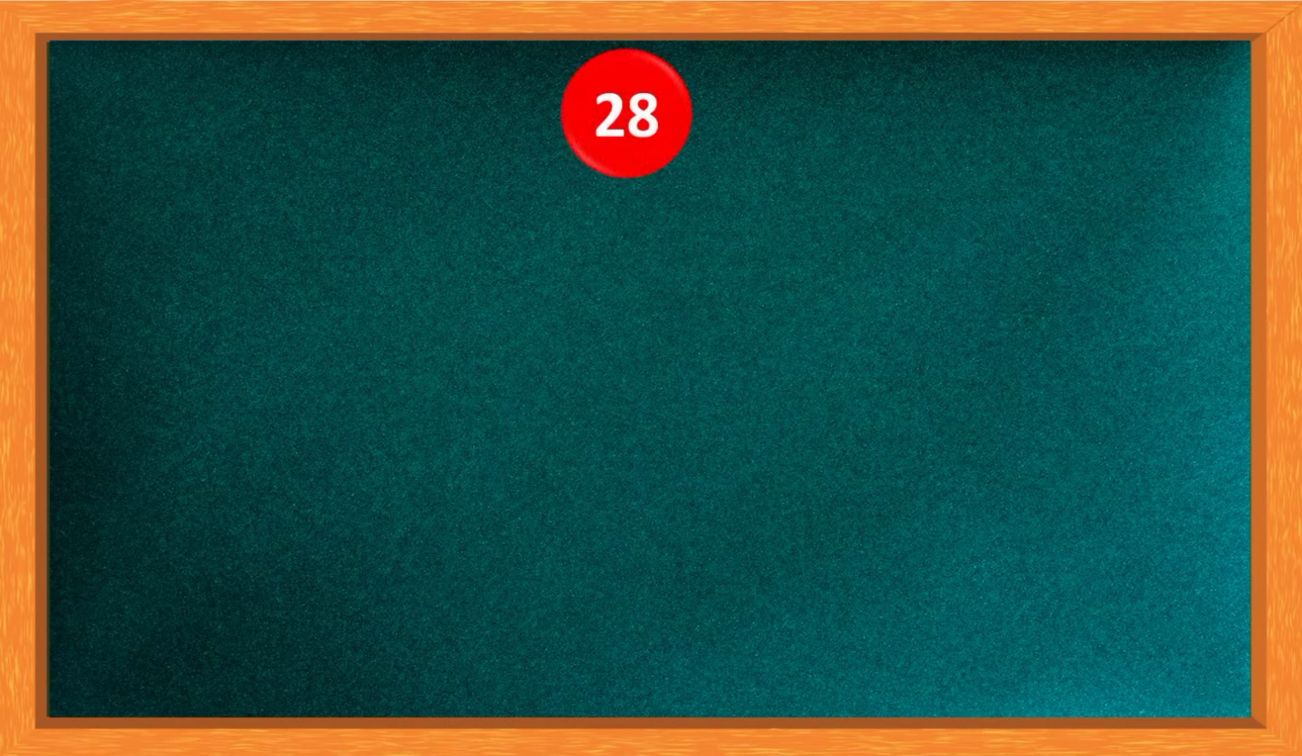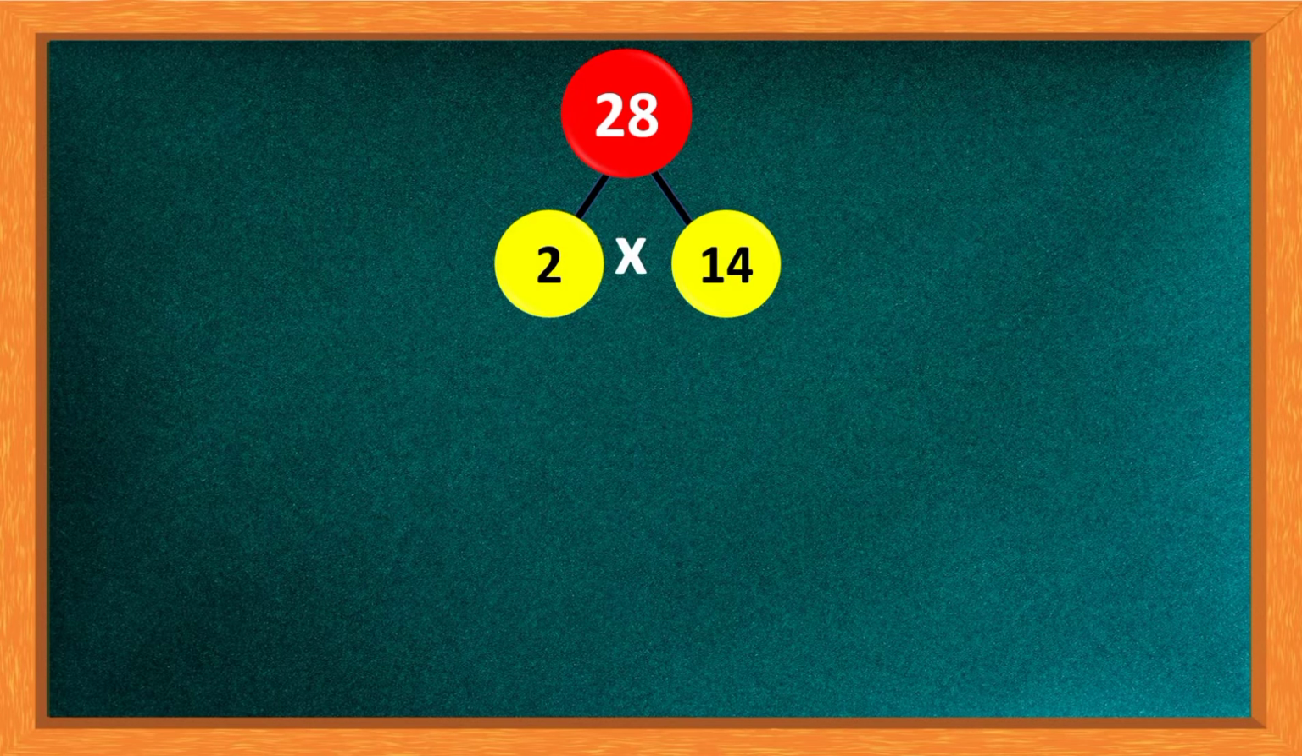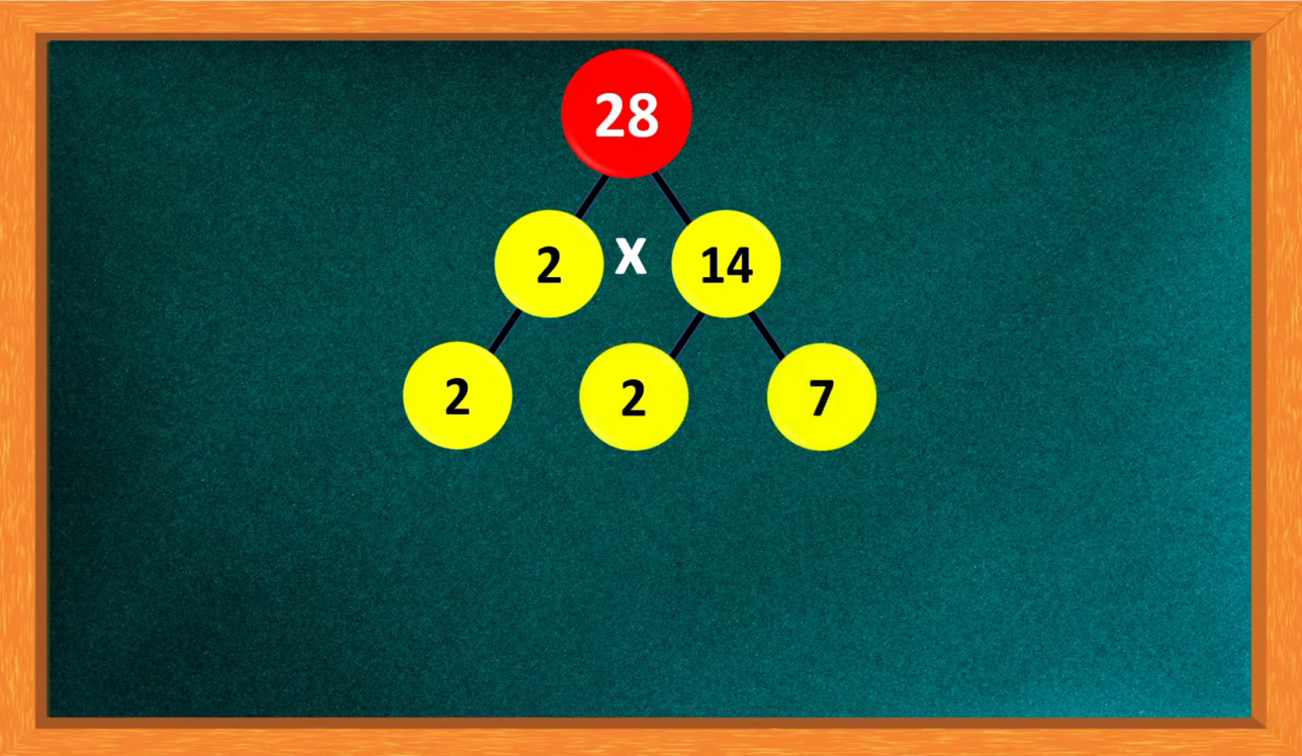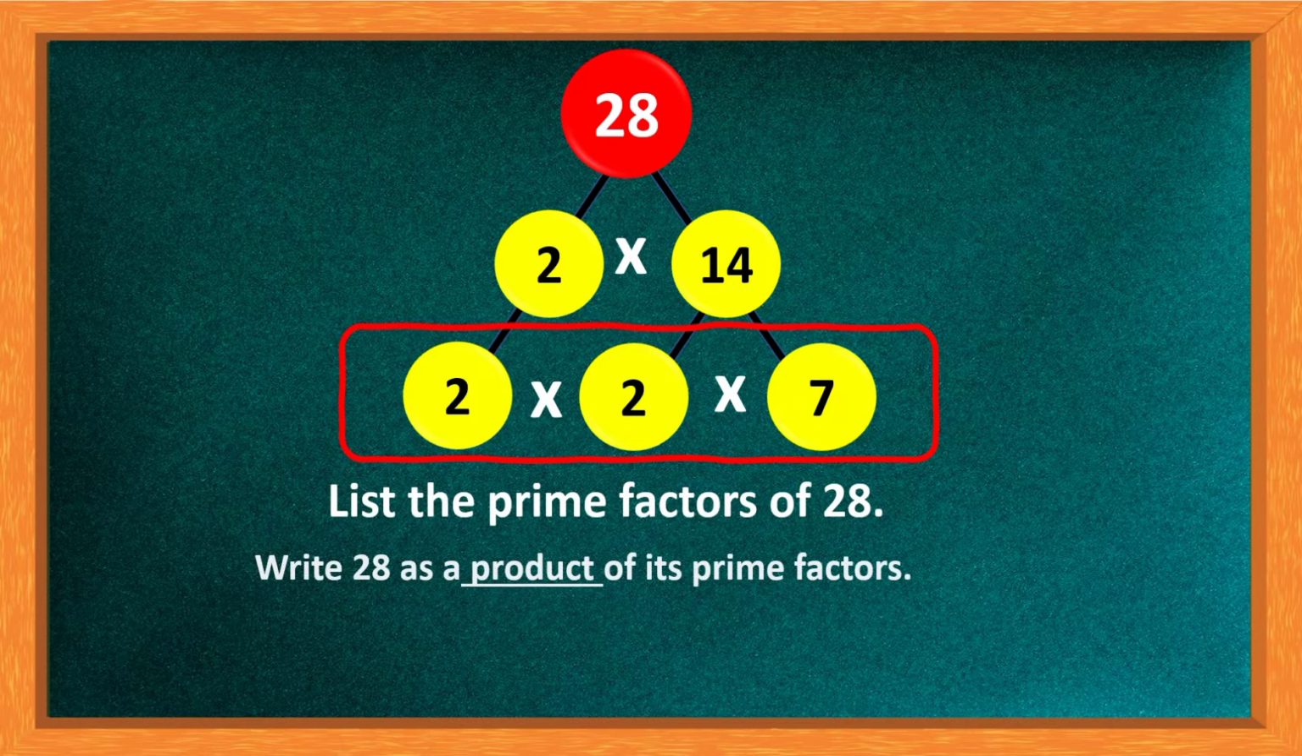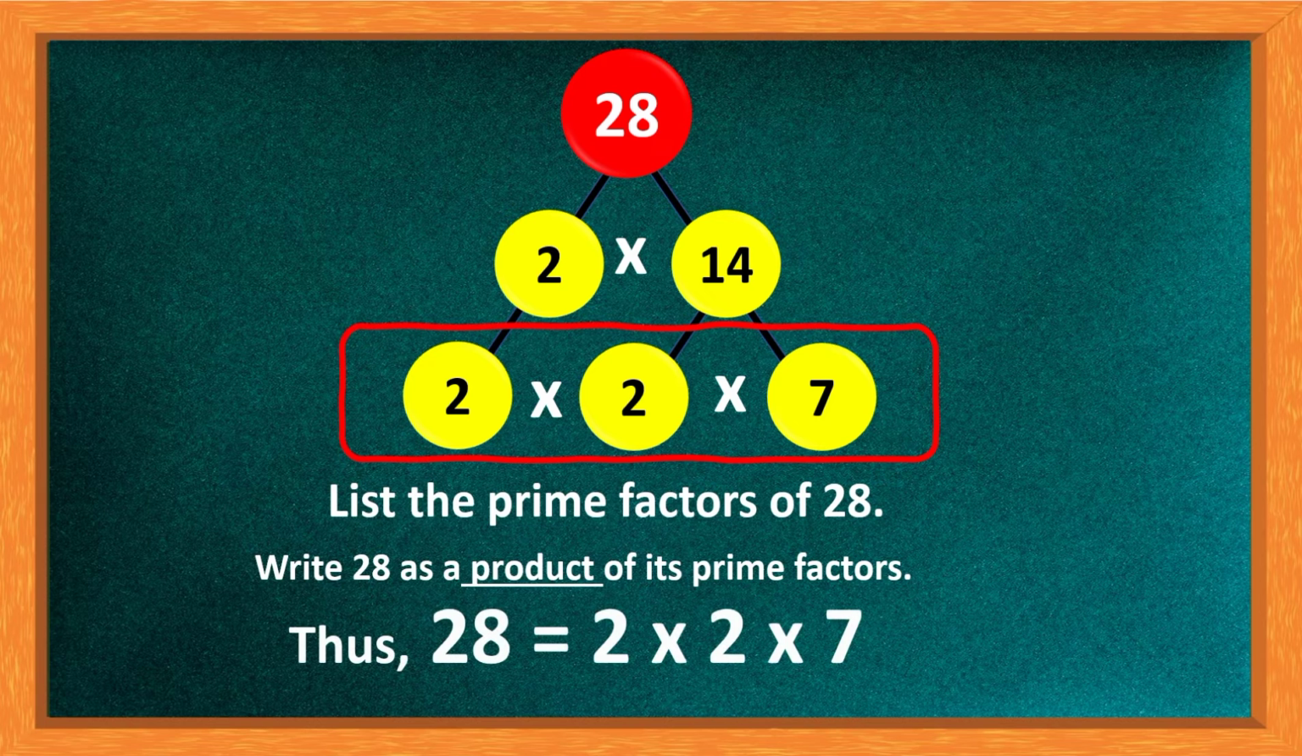Let us try this one. Let's factor 28. Start with the smallest prime number, which is 2. 28 can be factored by 2 and 14. 2 is already a prime number, so bring down 2. Now, let's factor 14 by 2 and 7. As you notice, 2 and 7 are prime factors of 28. Hence, 28 is equal to 2 times 2 times 7.